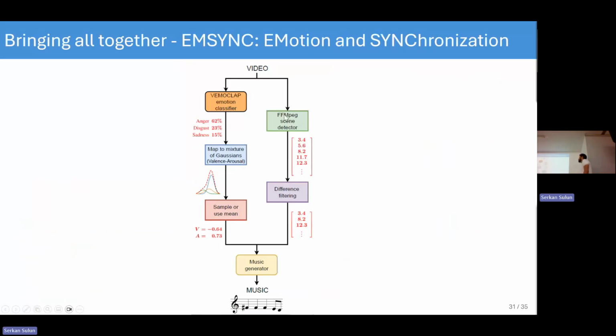And for the temporal branch, we have the scene detector using FFmpeg. And we do a little difference filtering, because if the scenes are too close, then you're trying to generate chords that are too close, so it doesn't really sound good. And then these features go to the music generator to generate the MIDI.